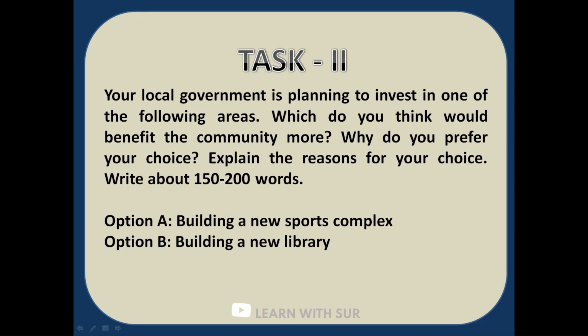Your local government is planning to invest in one of the following areas. Which do you think would benefit the community more? Why do you prefer your choice? Explain the reason for your choice and write about 150 to 200 words. Option A: building a new sports complex. Option B, building a new library.